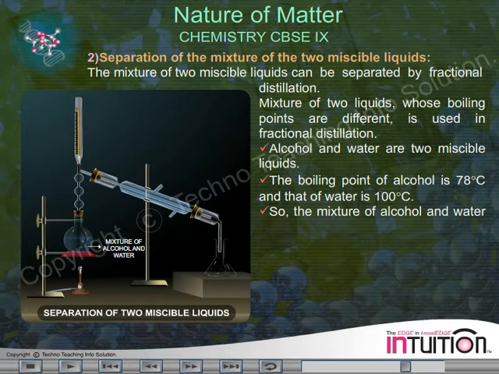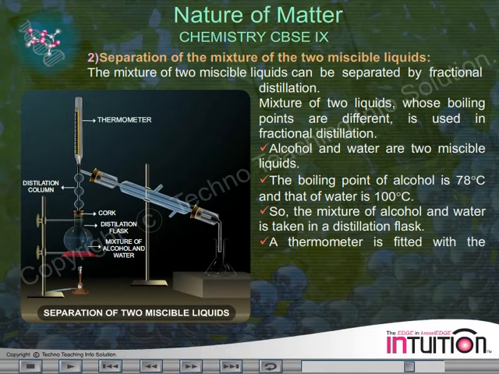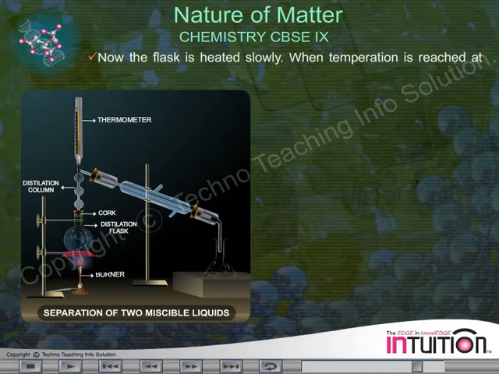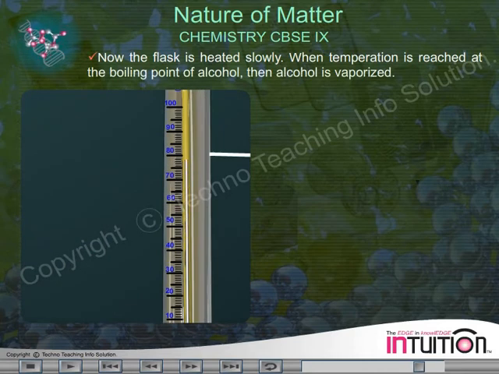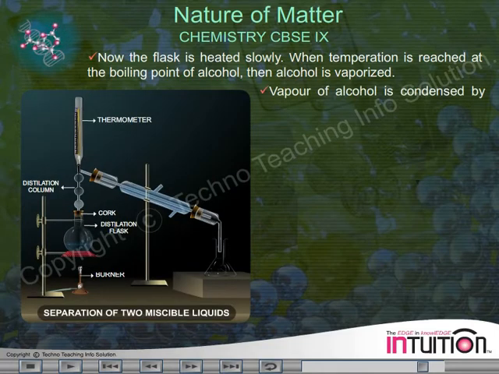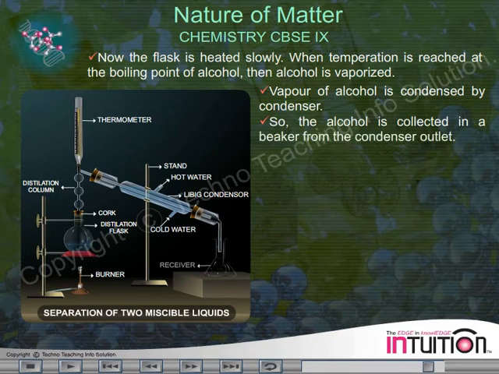So, the mixture of alcohol and water is taken in a distillation flask. A thermometer is fitted with the distillation flask. Now, the flask is heated slowly. When temperature reaches the boiling point of alcohol, then alcohol is vaporized. Vapor of alcohol is condensed by condenser. So, the alcohol is collected in a beaker from the condenser outlet.